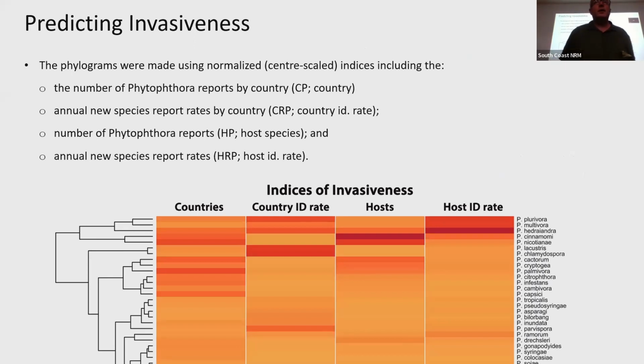And then we started to try and work out the best way to predict invasiveness for these species. And we came up with an approach where we used data, including the number of countries that a Phytophthora species is known to be found in, the rate of these Phytophthora species being found in different countries, the number of hosts that a Phytophthora species is known to infect, and the rate of identifying new hosts for these Phytophthora species. And then we started to make a lot of phylograms, produce heat maps, and then we were able to produce unified indices of invasiveness for these Phytophthora species. And this was an approach that was actually very effective in the end.